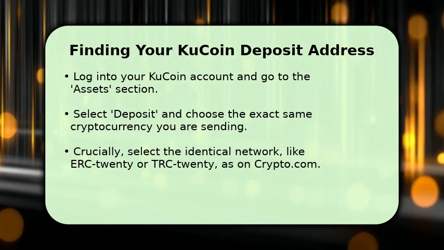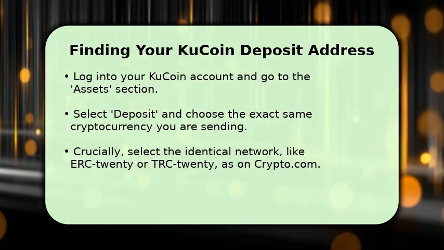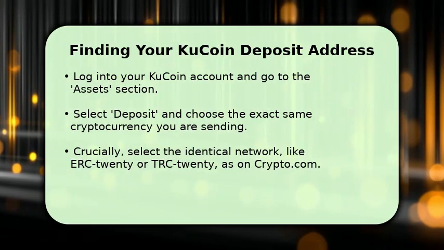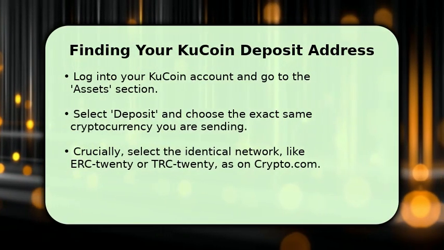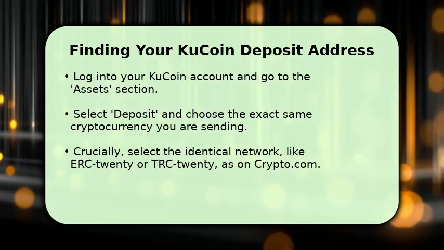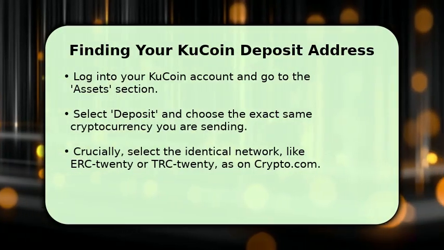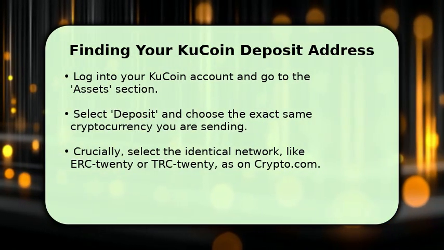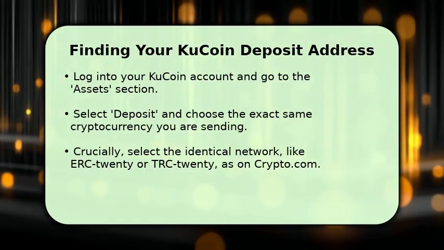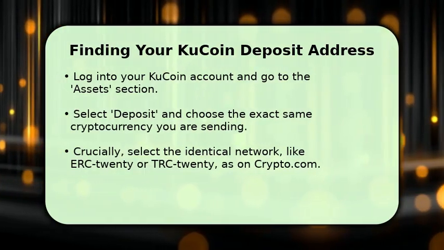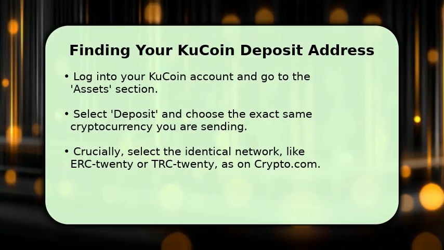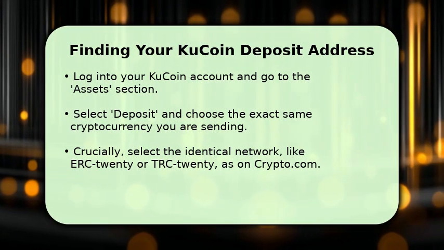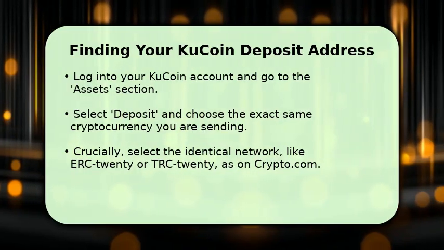Now let's switch over to Kucoin. Log into your account and navigate to the Assets section, then select Deposit. Here, you must choose the exact same cryptocurrency you are transferring. This is a critical step. Ensure you select the identical network, such as ERC20 for Ethereum or TRC20 for Tron, that you will use on crypto.com. Copy the unique deposit address provided, and if a memo or tag is also given, copy that too.